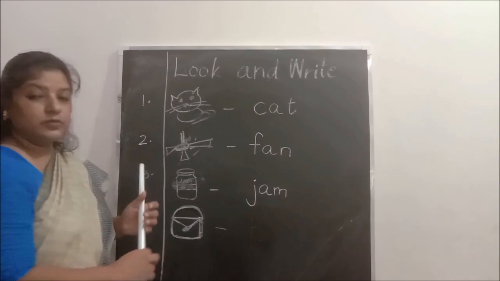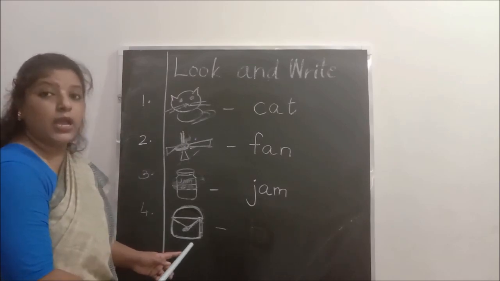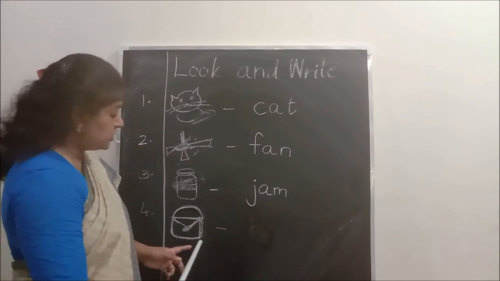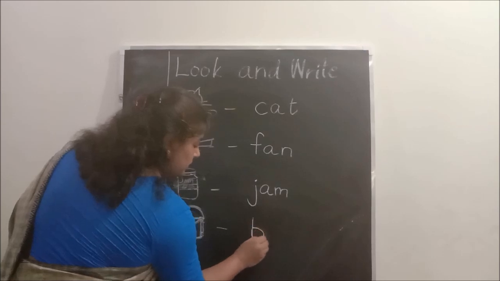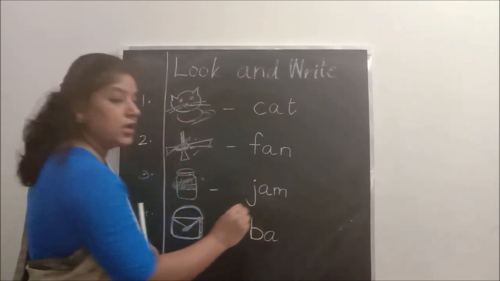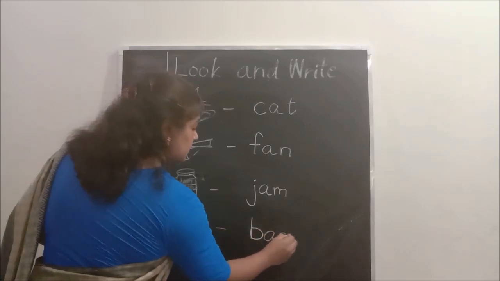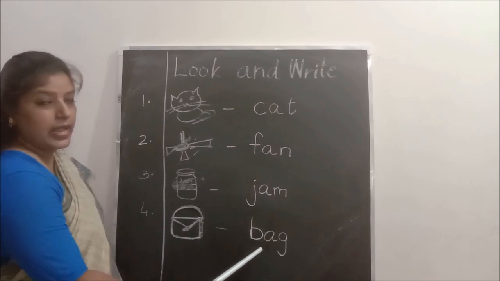Okay. Now let's come to picture number 4. It is a bag. Bag. So which sound are we making first? B. So we are going to write B. B, a, g. G means G. Bag. This is a bag.